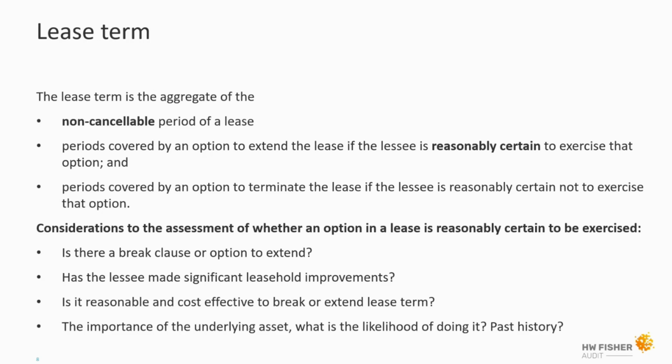But that reasonably certain, that's probably quite a high benchmark. So it's not just that at this point we're thinking, yeah, probably we'll extend out. There has to be a sense that you've got to meet that reasonably certain. Why are you going to extend out? So, things like thinking about, has there been significant lease improvements? That we've decked the place out. Why would we leave it in 5 years' time? Is it cost effective? Are there any implications for taking the break clause?